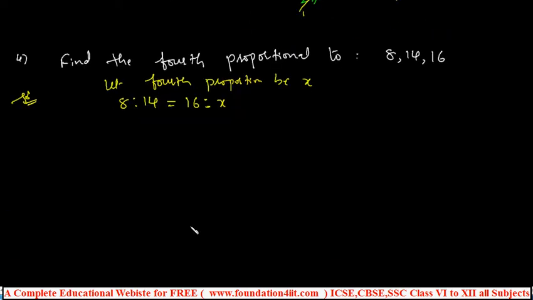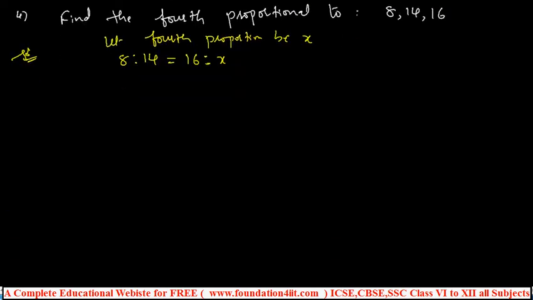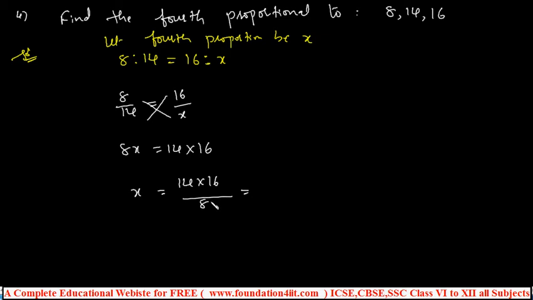Now when these two ratios are in proportion, apply the proportionality rule, that is 8 divided by 14 is equal to 16 divided by x. Do cross multiplication. 8x is equal to 14 into 16. So x is equal to 14 into 16 by 8. Cancel this, 8 ones are 8, 8 twos are 16. 14 into 2 is 28. So x is equal to 28. So 28 is the fourth proportion.